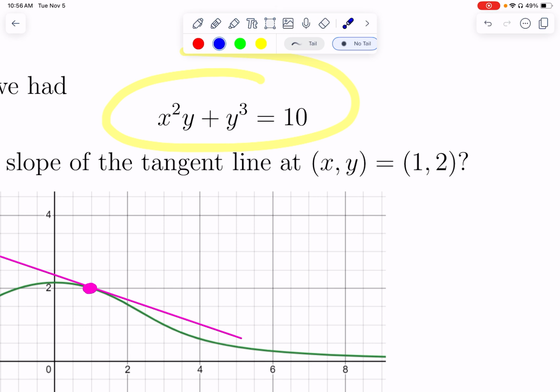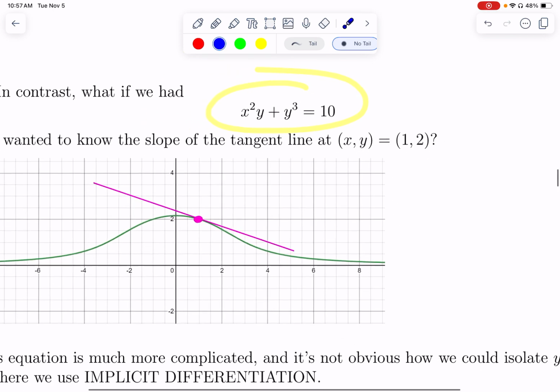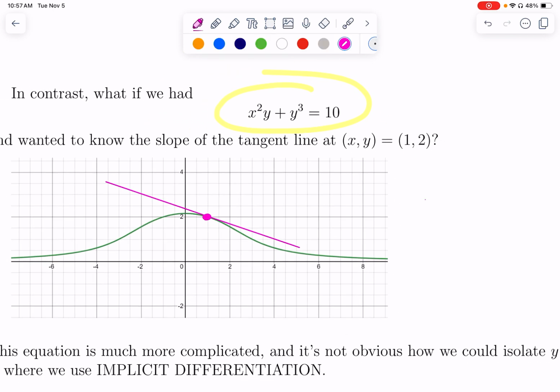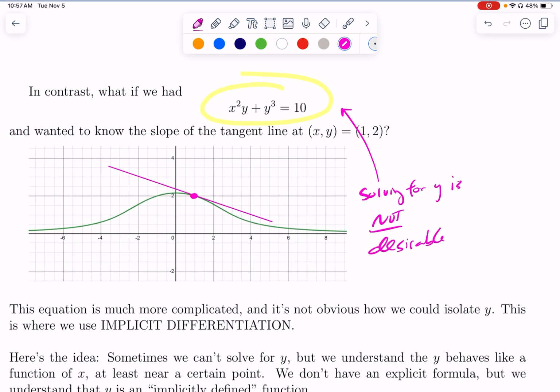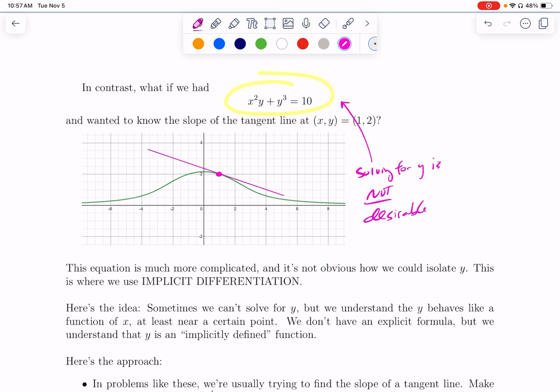And trying to get just one occurrence of y all by itself on one side of the equation, I will tell you it is technically possible if you know some really detailed algebra tricks. But even if you knew those tricks, it would be very, very difficult, right? So this is not literally impossible, but definitely not something we want to do, right? Solving this for y is not desirable. Let's just say that. Maybe it's possible, but it's not something we want to do. So this is where we're going to use a method called implicit differentiation.